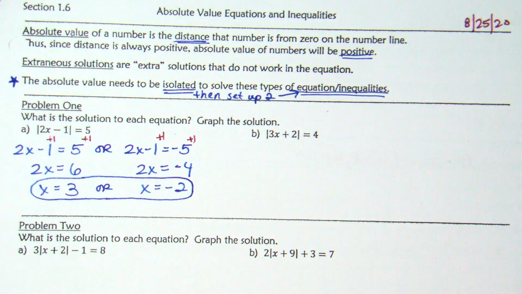Okay? Now, with that in mind, though, the graph. This is just x equals 3. It's not less than 3, it's not greater than 3. And it's x equals negative 2. It's not less than or greater than. So where is x equals 3? It's at 3. Okay, so we're going to put a dot at 3.